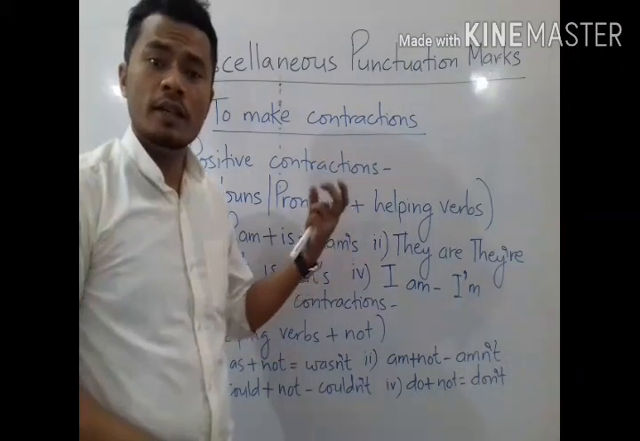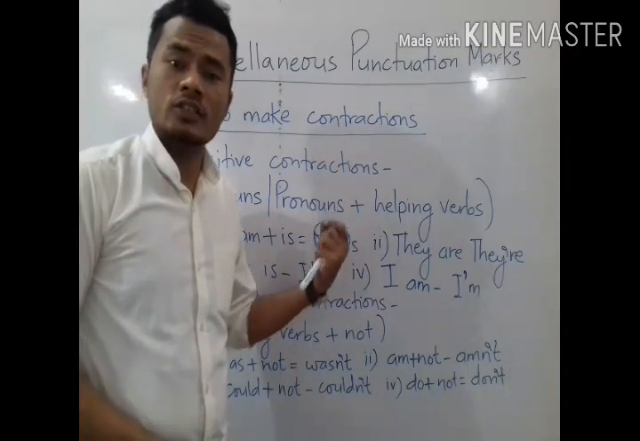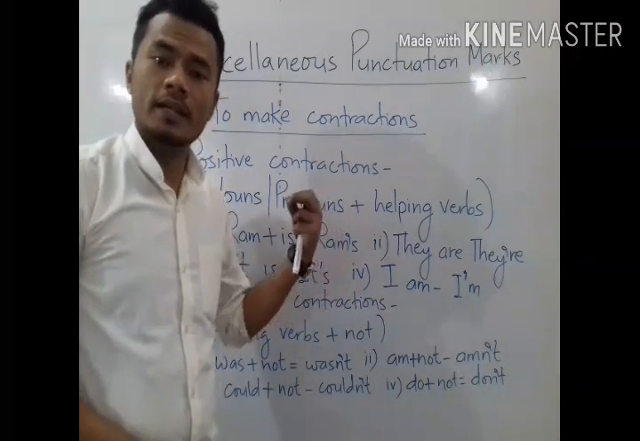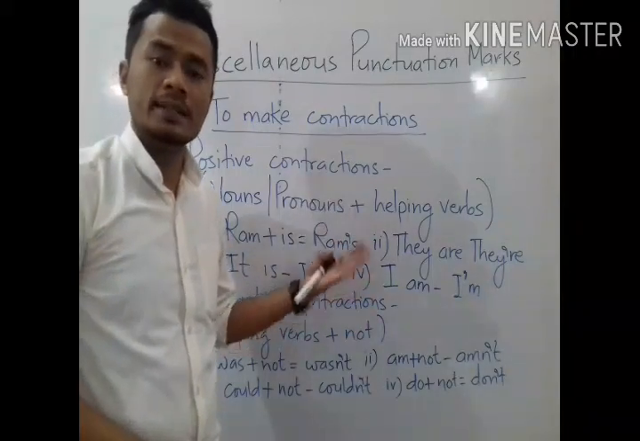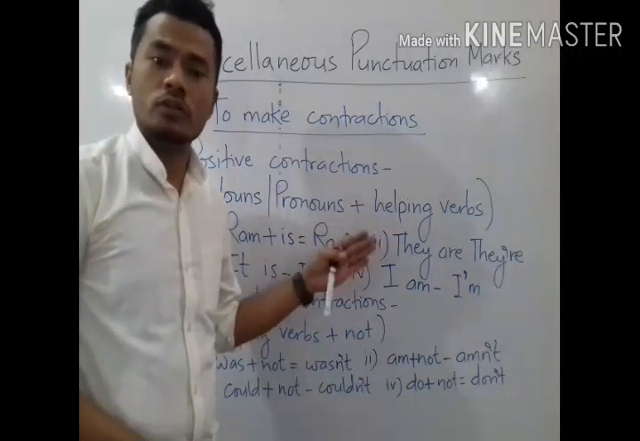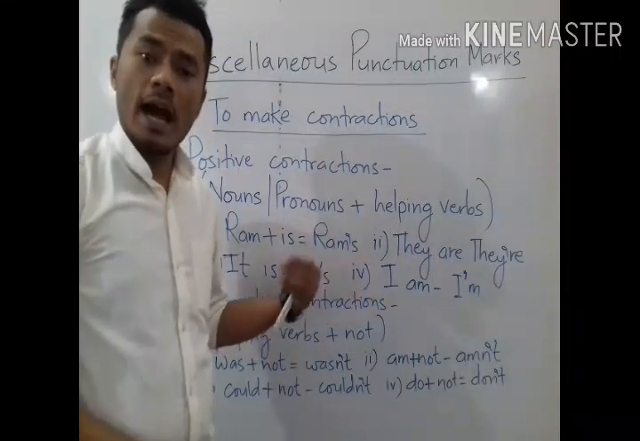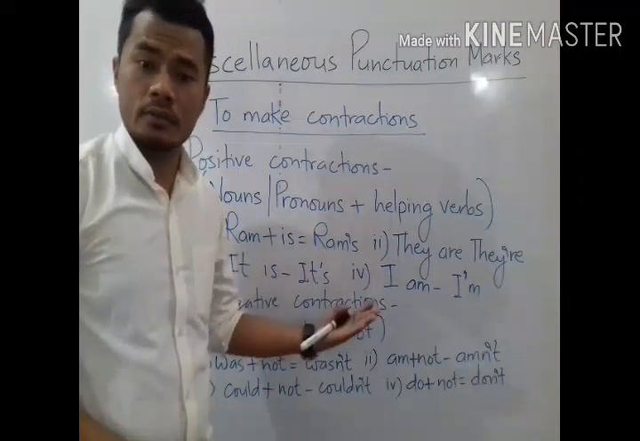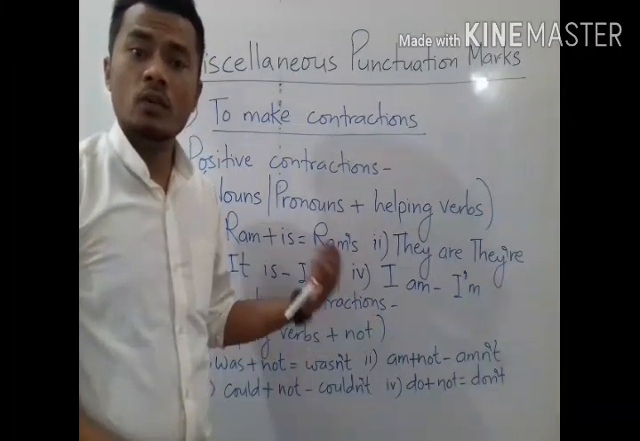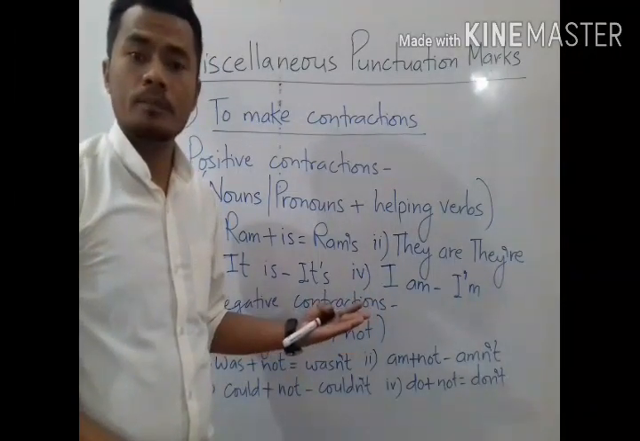Here we have to remove the letters h and a both from the contraction form. So it will be read as they apostrophe ve, they've. Understood? I have, I apostrophe ve, I've. Okay, you have, you apostrophe ve, you've.